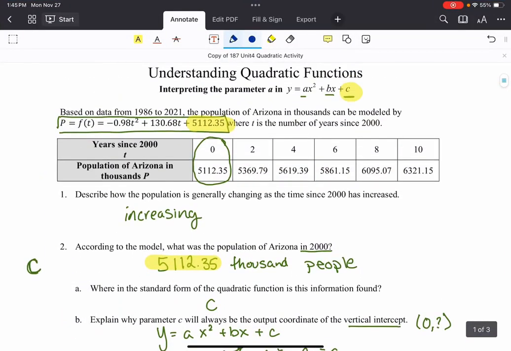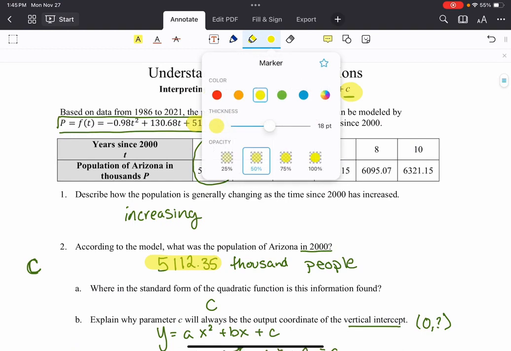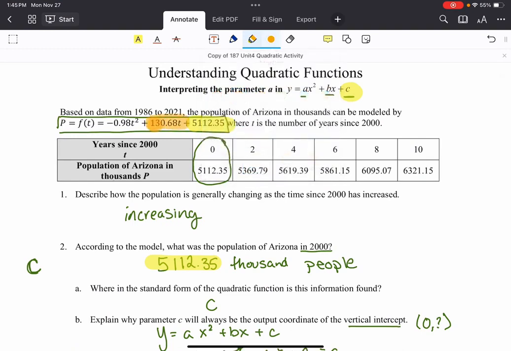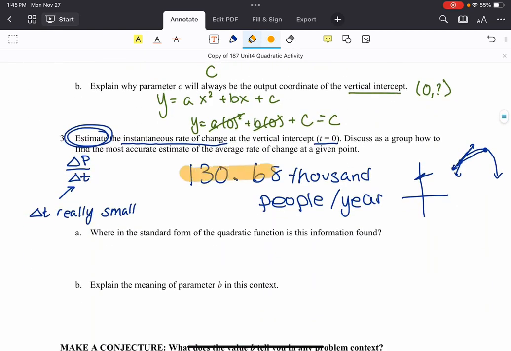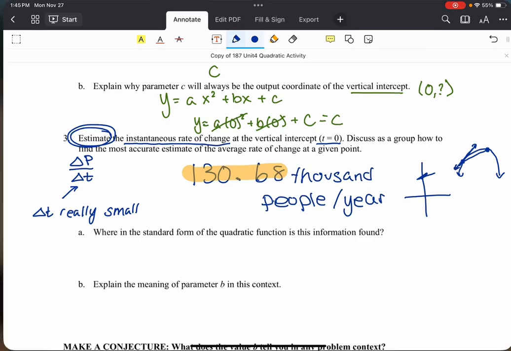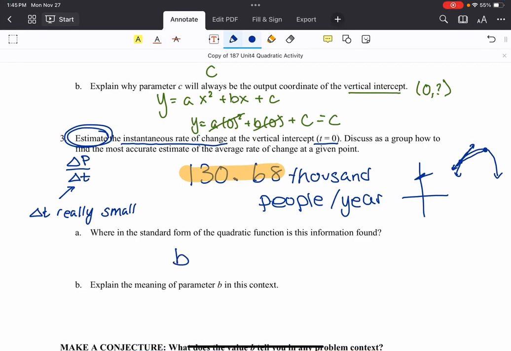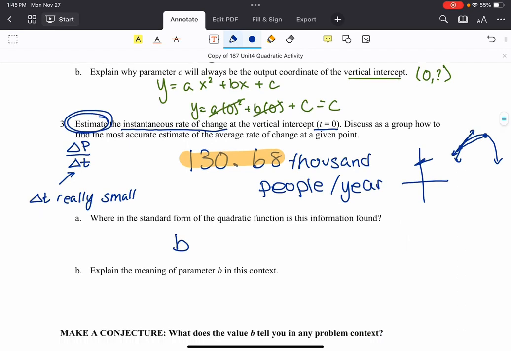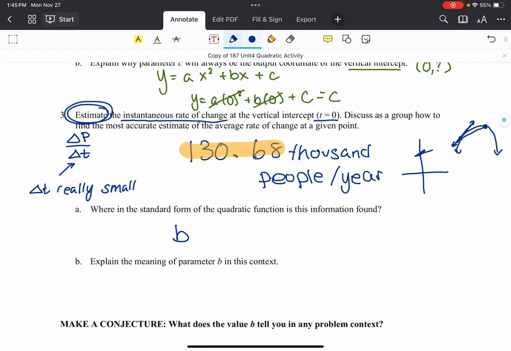Now, if I go back up to my quadratic function up top, and let's close that out, you should notice, and I'm going to switch colors here, that shows up right here. That's my B value. So this number that we found, that instantaneous rate of change, is the B term of our quadratic function. And so what is the meaning of that parameter? Well, it's what we found here. It's the instantaneous rate of change.